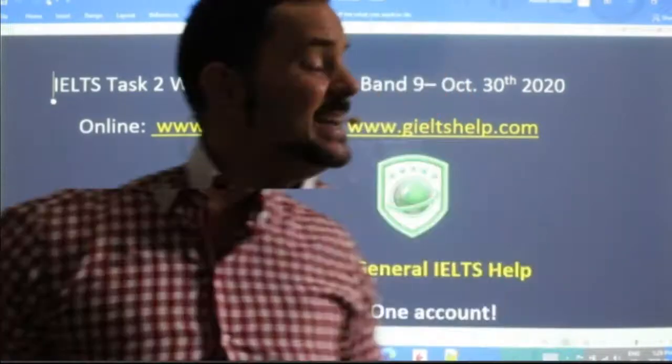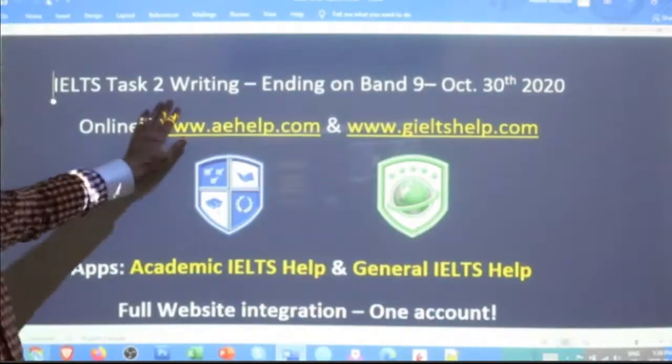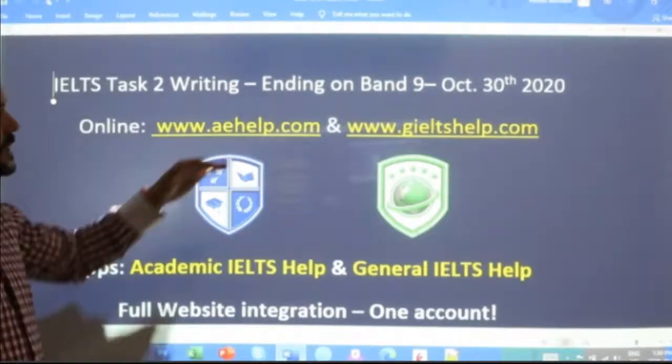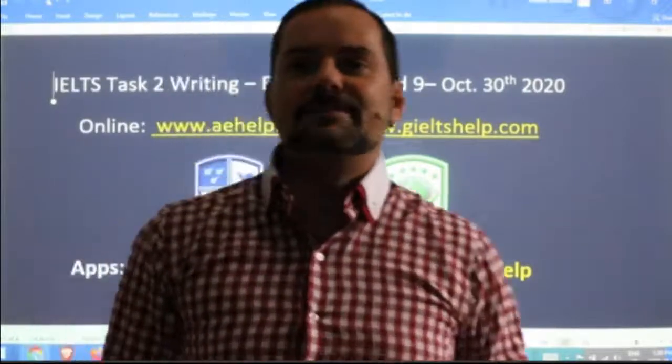In this class, we are looking at Task 2 writing. We started this yesterday, the planning, the thesis, and today we're going to write the full essay ending on a Band 9 score.